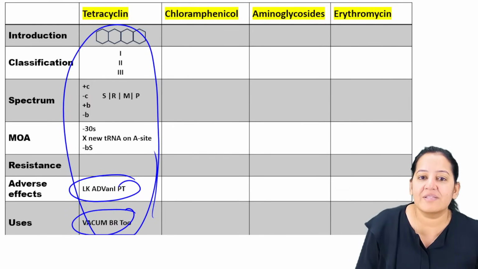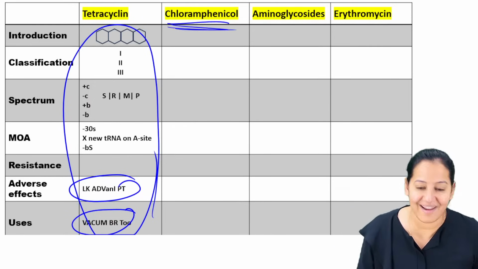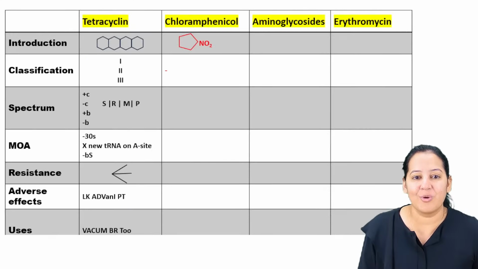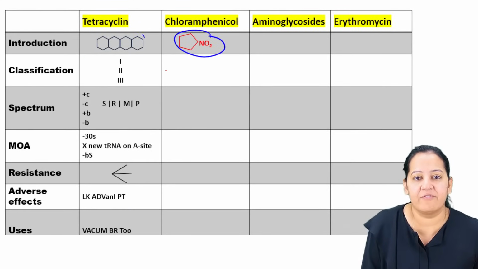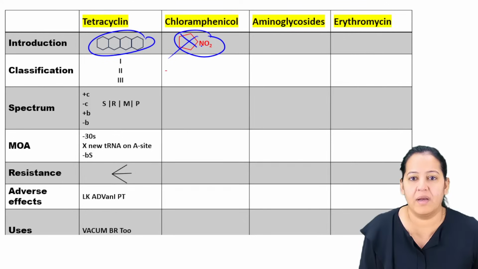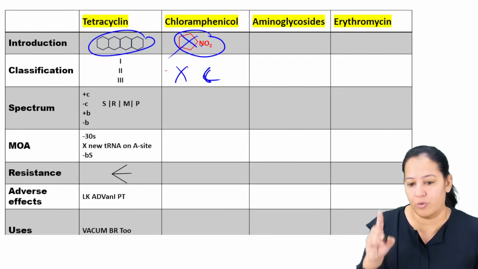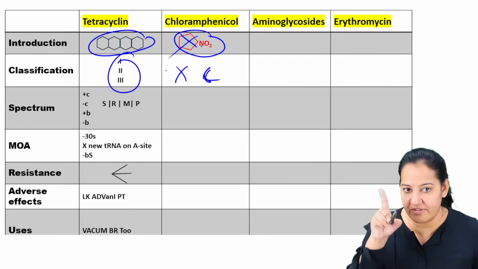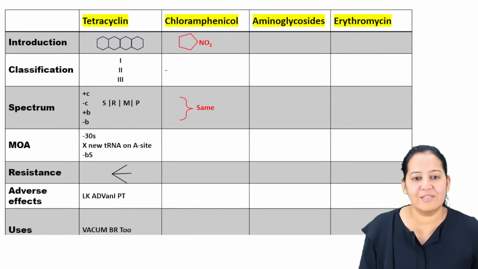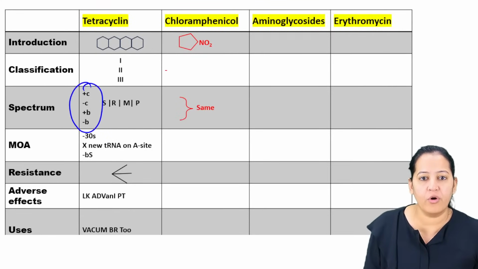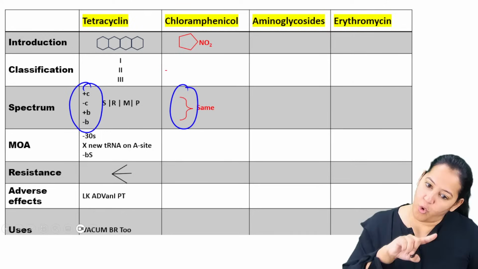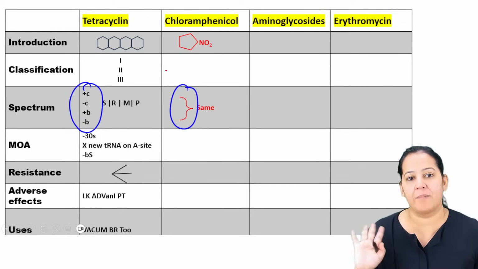Coming to the next drug, chloramphenicol. The second drug, chloramphenicol, has a nitrobenzene. Here 4 rings, here nitrobenzene. You can skip this also. Classification is not there. It's only one drug, chloramphenicol. Here we were having 7, here we have only one drug. Spectrum is the same. Here also all 4: both cocci, both bacilli, gram positive also, gram negative also.